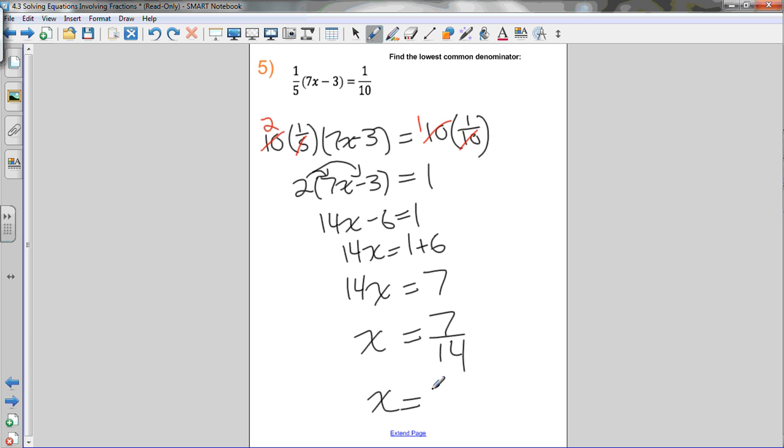And I know 7 is half of 14. So in simplest form, this is 1 over 2. 7 over 14 equals 1 over 2. So x equals a half is the solution to this equation. And don't forget, you could plug that back into your equation for x and make sure this is the value of x that makes the left side of this equation equal the right side.